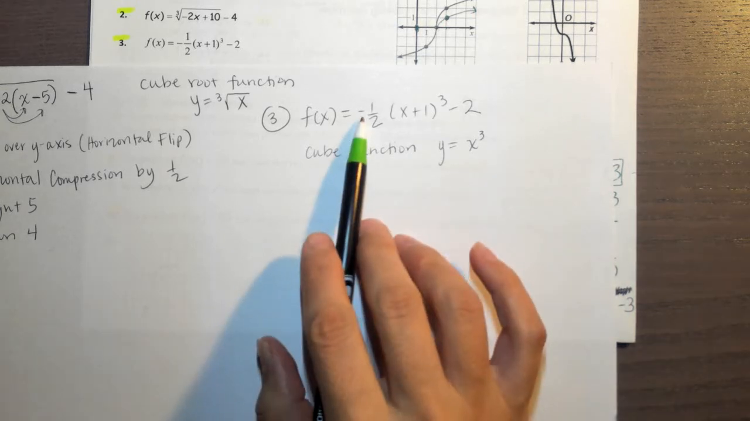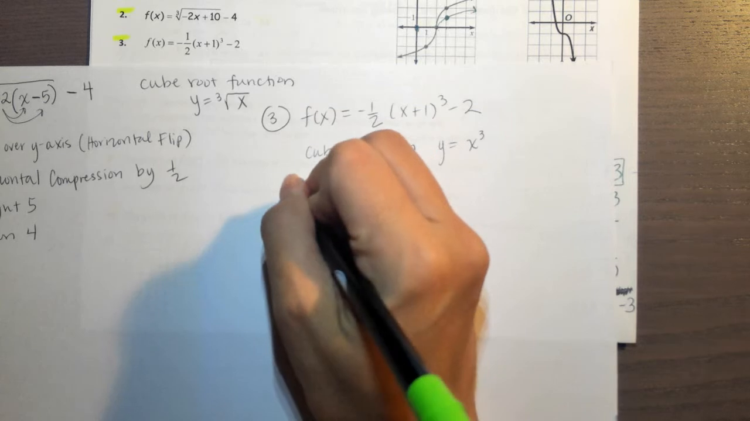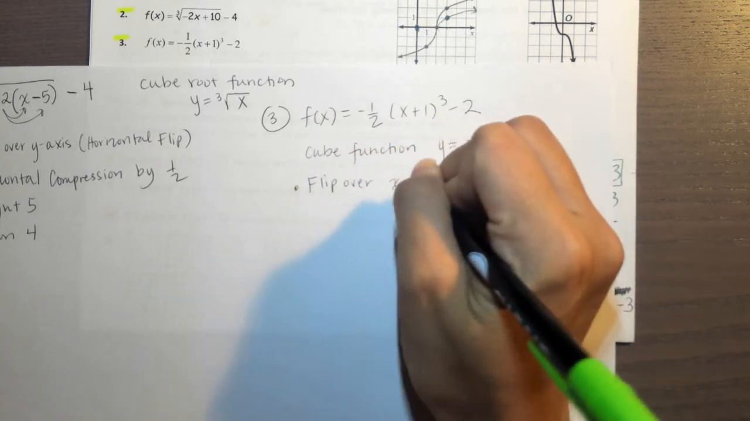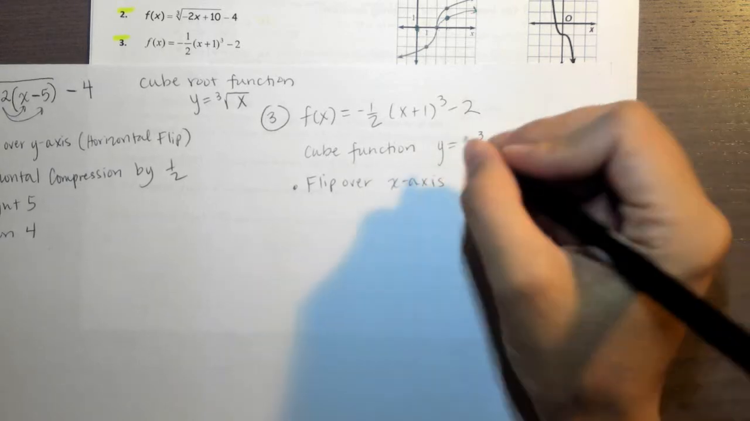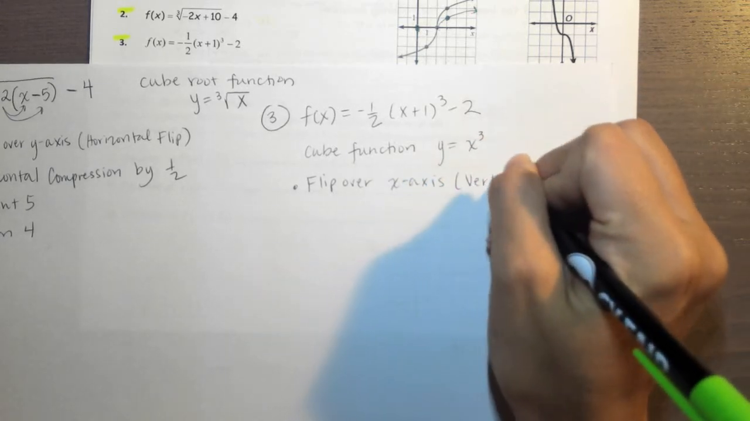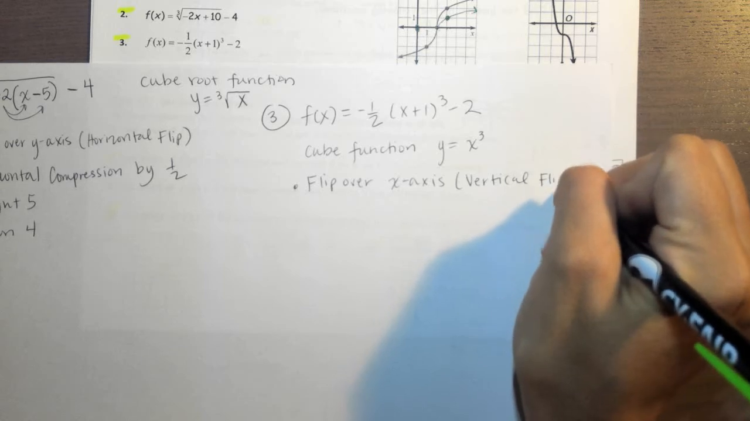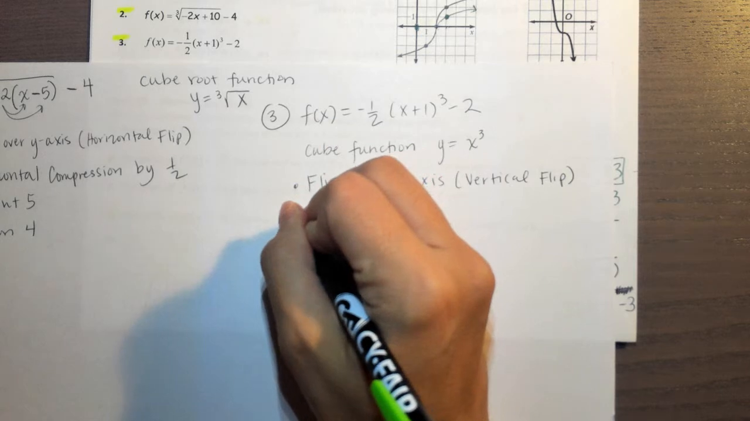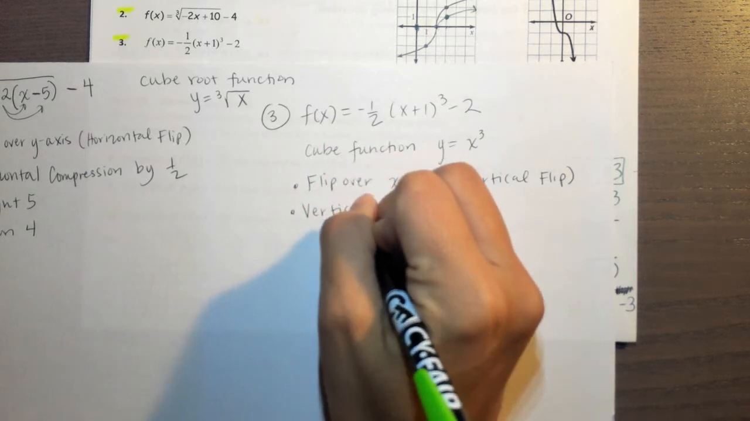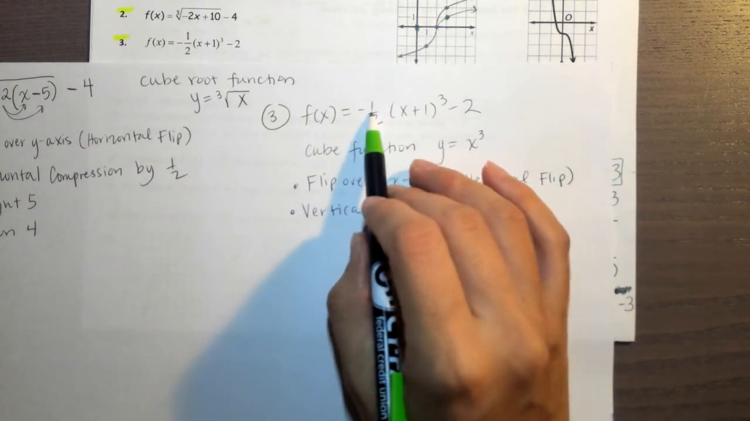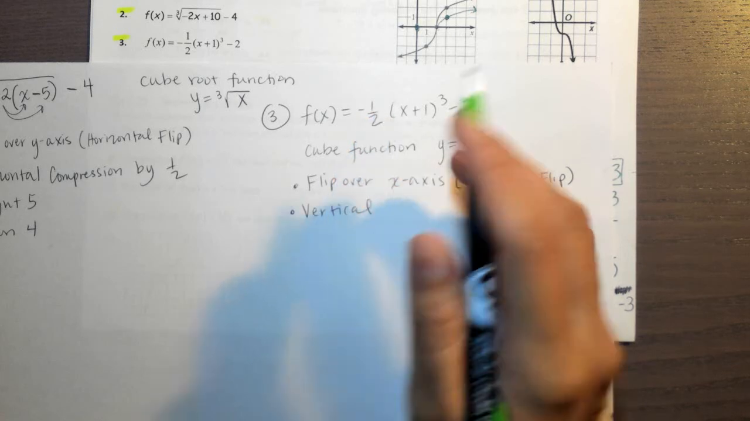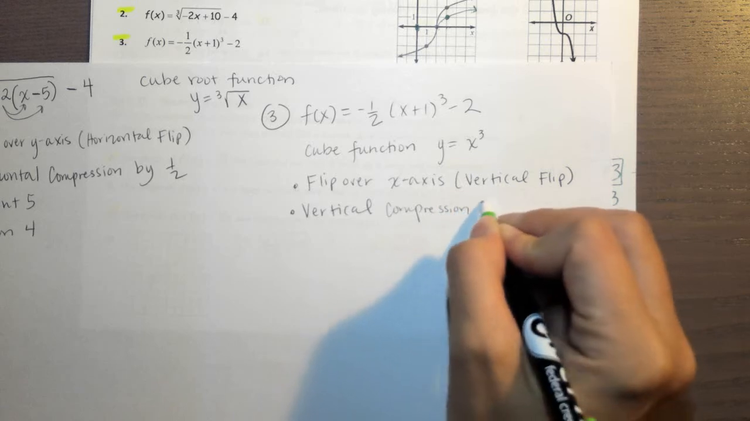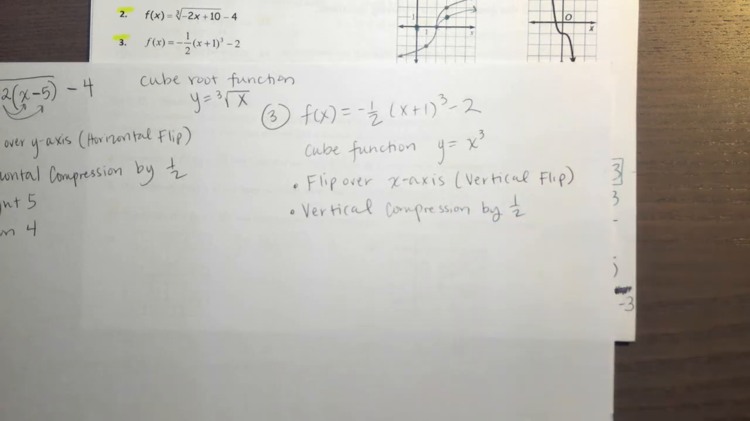So start out here, you have a negative on the outside, you're going to flip over the x-axis. And if you flip over the x-axis, that is going to be a vertical flip. Then I have this 1/2, so that's vertical. And you do exactly what it is. So it's a number less than 1, right? So it's a compression by what you see, 1/2.